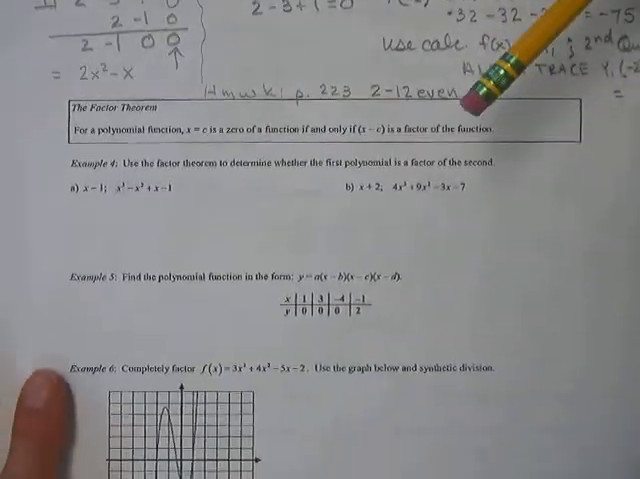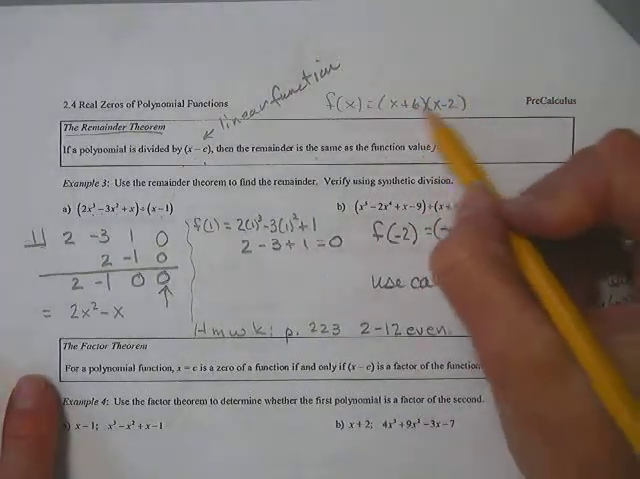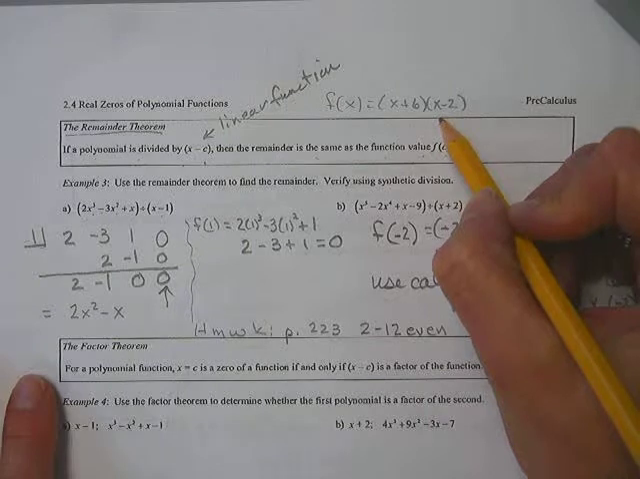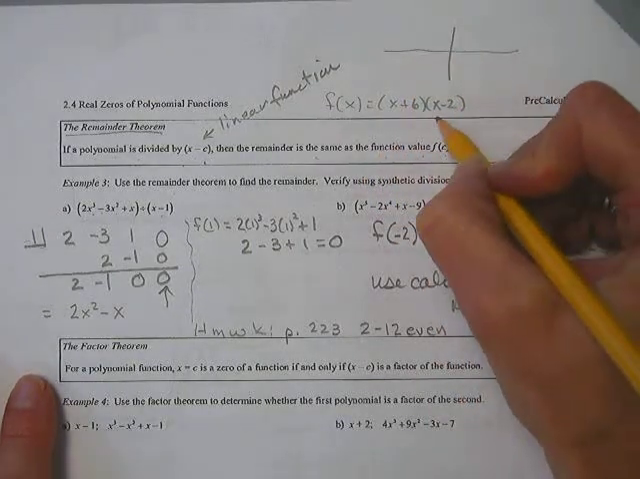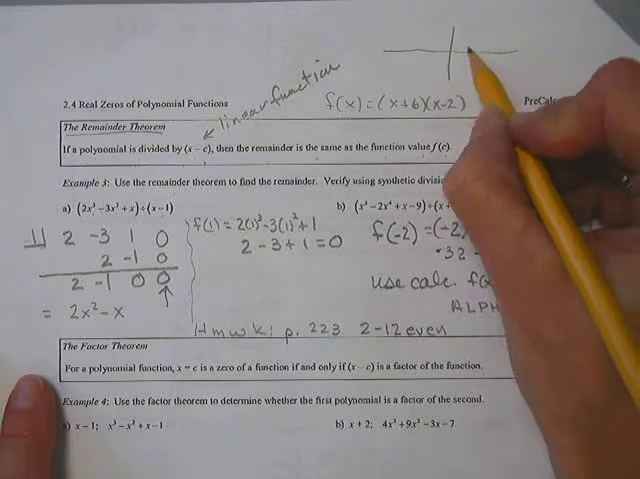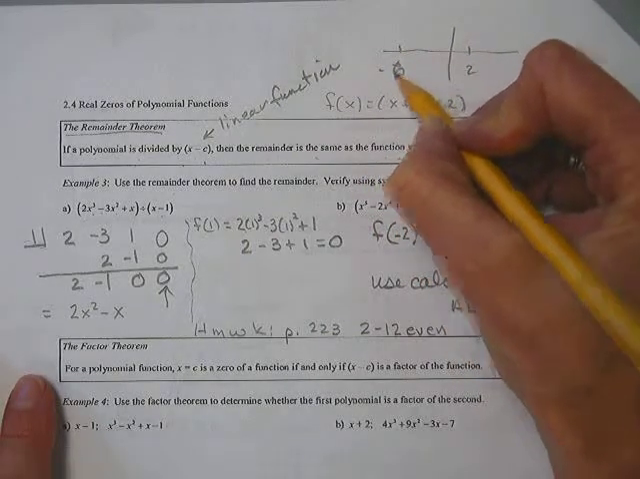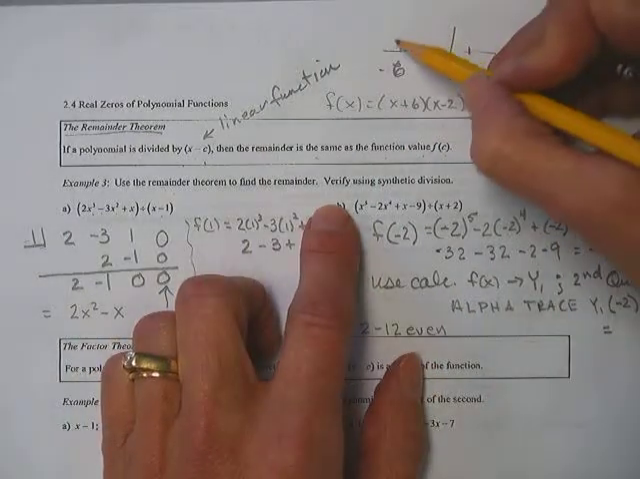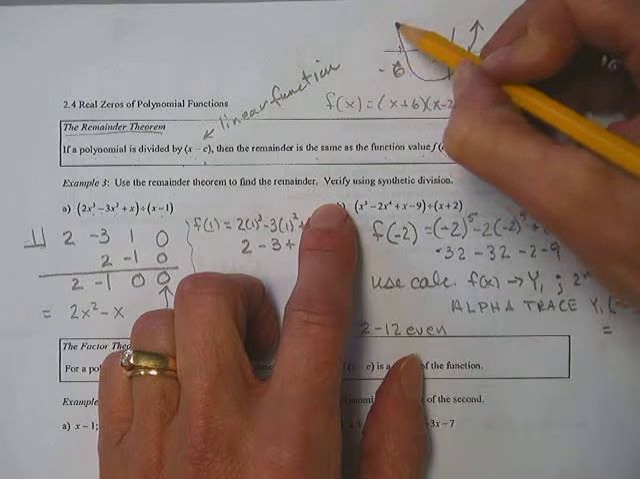Now, here's a question for you. Does this function right here have a remainder? Where does this function cross the x-axis? Right here. 2 and negative 6. Okay, at 2 and negative 6. Whoops, that's not even a 6. It's a curly 6. And it's right side up, so it goes like this.